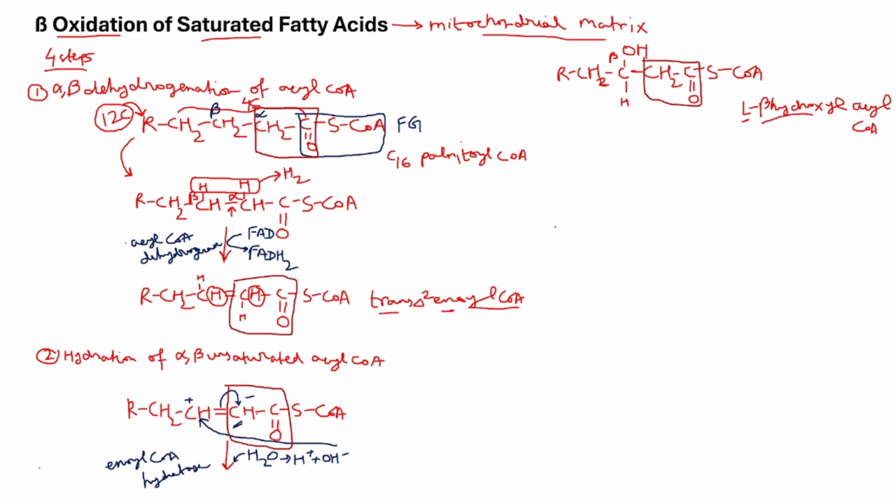So the third step is the oxidation to beta ketoacyl CoA. If you remember from general organic chemistry, if you have a 2-degree alcohol, it will get oxidized to a ketone. Here also the alcohol that we are getting is a 2-degree alcohol, so we will get a ketone here. So I am writing this structure again here, L beta hydroxyacyl CoA.